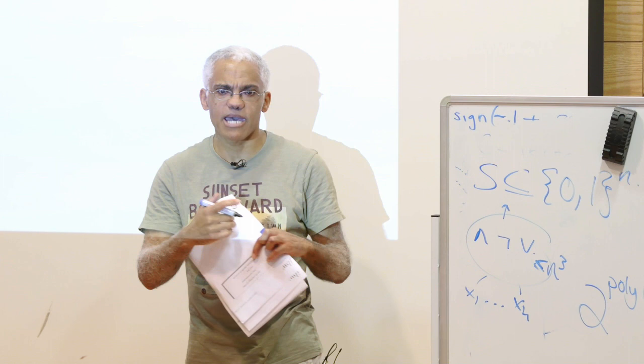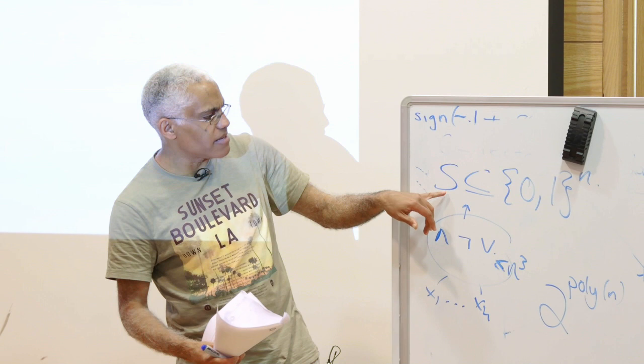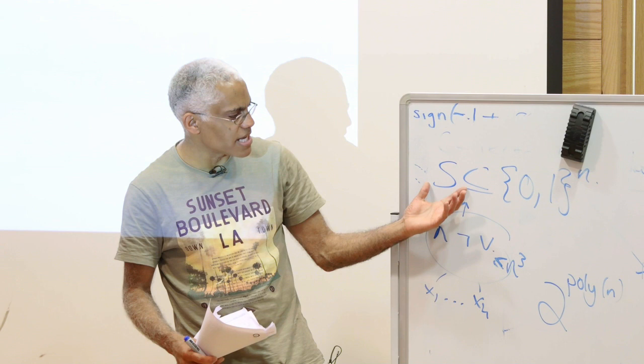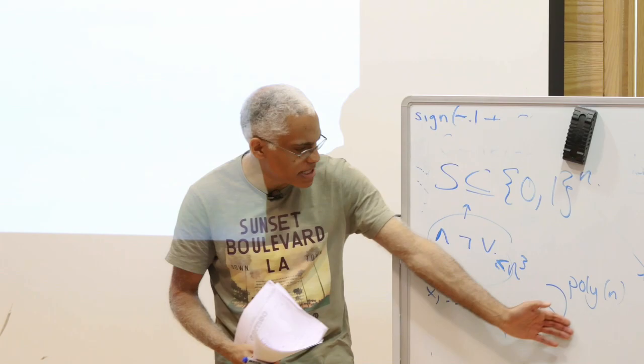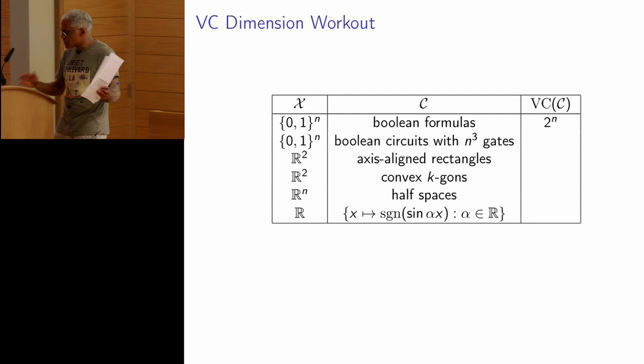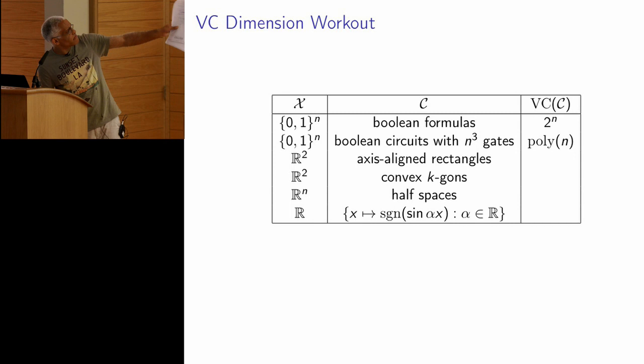if I have a set and I want to realize every labeling by one of the concepts, each concept is going to give me at most one labeling. So the total number of labelings I can have is 2 to the poly n, so the size of this set can be only polynomial. If S has size poly n, the number of different labelings is 2 to the poly n. In other words, for every finite concept class, its VC dimension is at most log of the size of the class. So there the VC dimension is only polynomial in n.